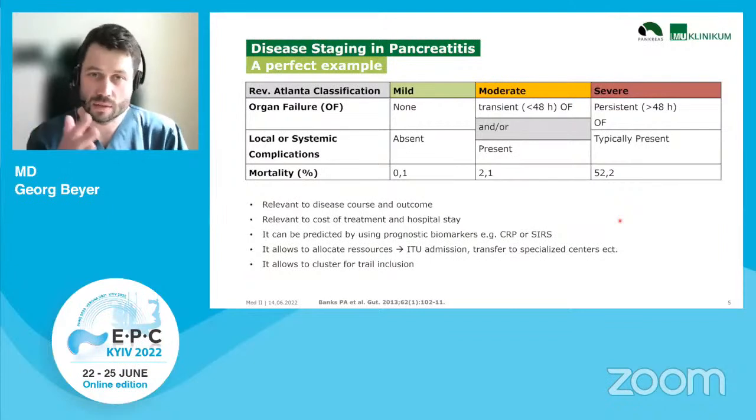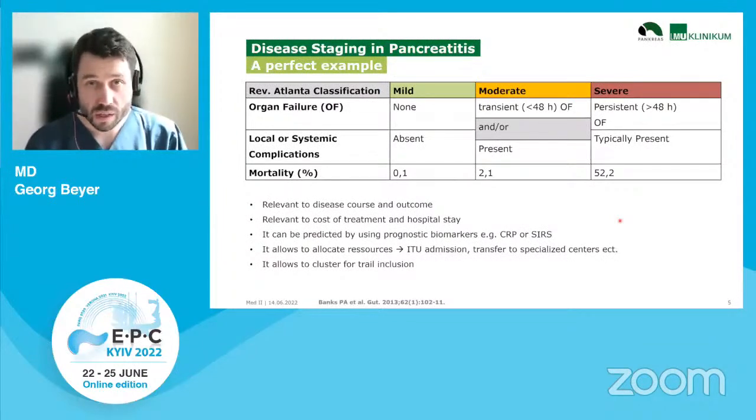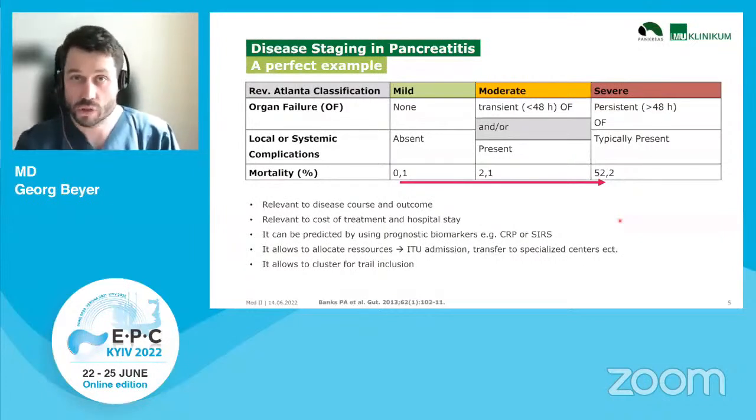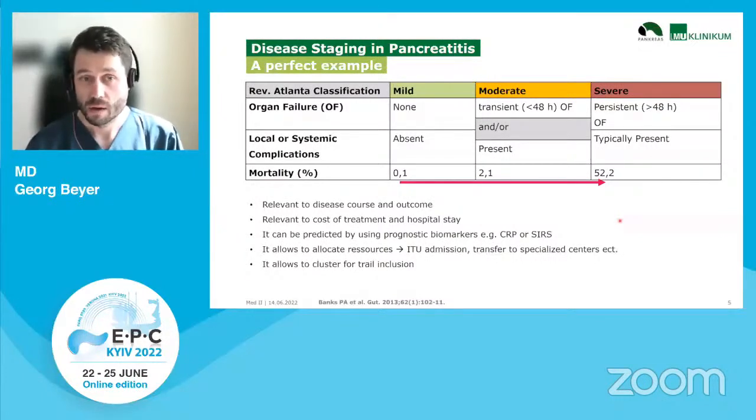It again has these three stages, mild, moderate, and severe, which depend on the presence and length of the presence of organ failure and local or systemic complications. And it's relevant to the patient because we know that there's a good correlation with acute pancreatitis associated mortality. If you have mild acute pancreatitis, according to the revised Atlanta classification, there's virtually no risk of dying from pancreatitis, and this risk increases the more severe disease gets.